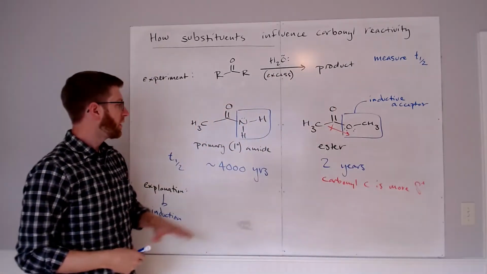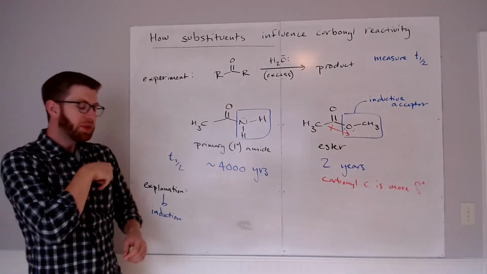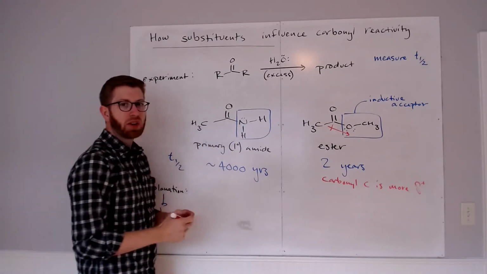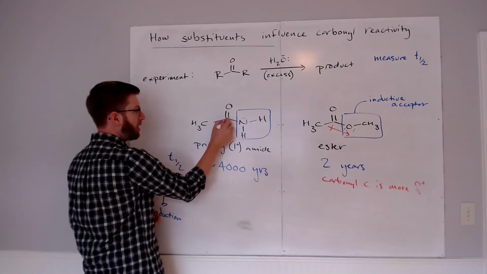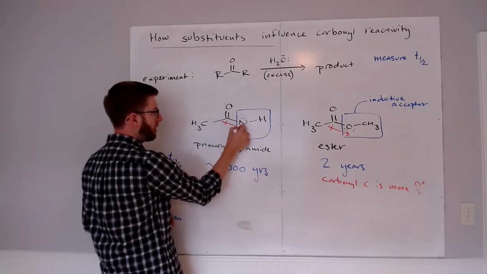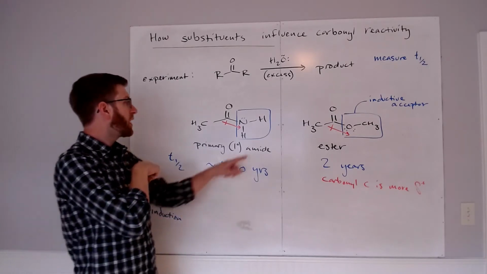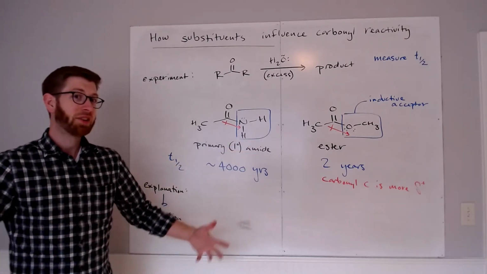We could also look at the amide and do the same assessment where we're going to compare electronegativities of carbon and nitrogen, and that's going to tell us that the bond between our carbonyl carbon and the nitrogen of the amide is polarized also. So that means the NH2 group is an inductive acceptor.